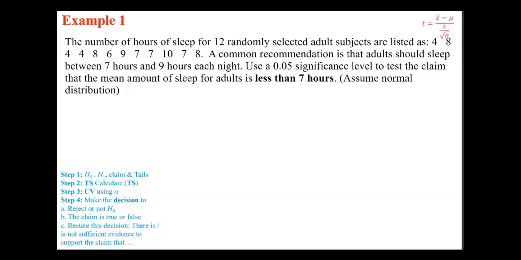Let's see what's given. As we look at this question, obviously we can count, or we can look at this number, and there are 12 pieces of data. Alpha is 0.05. What is it that we are testing? Use a 0.05 significance level to test the claim that the mean amount. You really have to pay attention to this, because this tells you what your test is. So your test involves mu of sleep for adults is less than 7 hours. Less than 7 hours. So right away that means mu is 7.